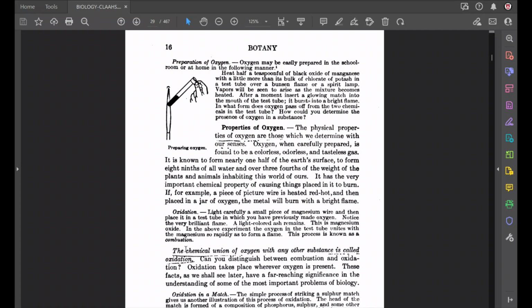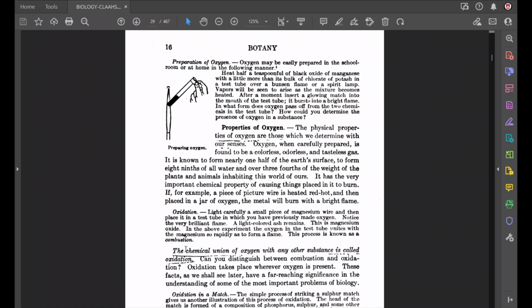So the experiment here says to take half a teaspoon of black oxide of manganese. It's something that you could buy. You can order it on Amazon. Take a half a teaspoon of black oxide of manganese. Manganese is an element. With a little more than its bulk of chlorate of potash or potassium in a test tube. And just so you know, in chemistry, a test tube is a small glass tube that is fireproof. So you can put it over a flame, you could heat it, you could put it in a freezer. A test tube, a small tube.